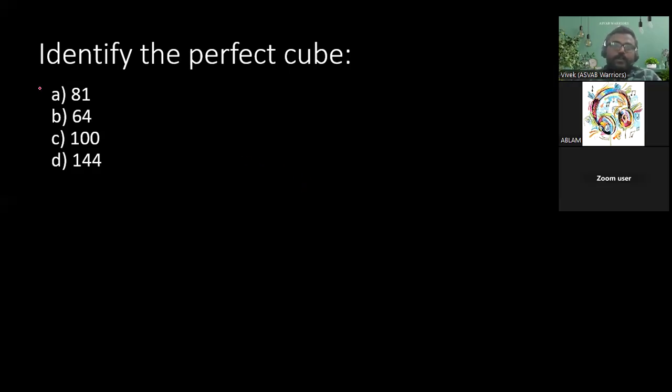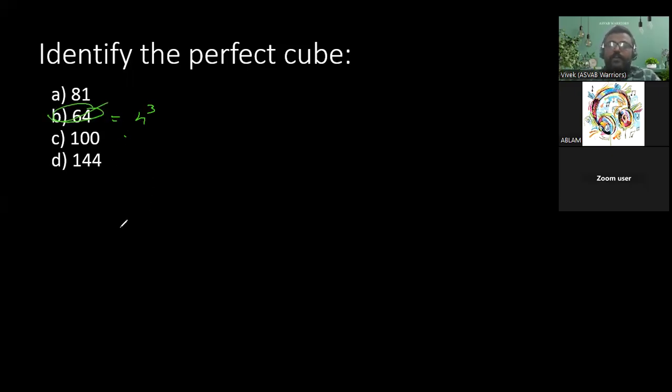Now identify the perfect cube. So here, let me help you guys over here. 64 is nothing but cube of 4. 100, I don't think it's cube of anything. 144 is also cube of nothing. 81 is also cube of nothing. So only 64 is cube of 4.